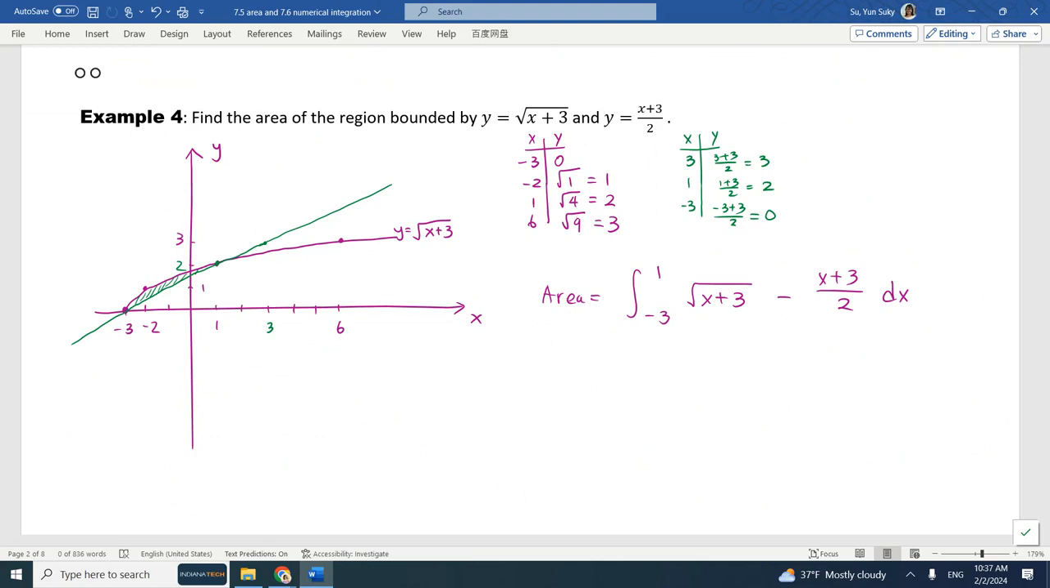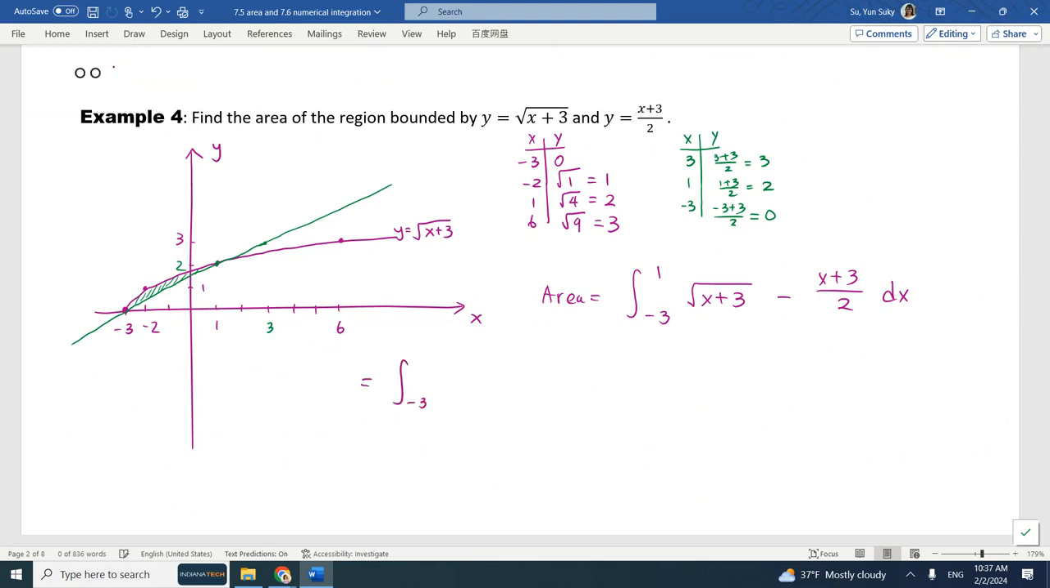This is like a composite function, right? Oh, u substitution. Yeah, u substitution. Oh, we can break them apart. This part uses u substitution. This one is just a power function, so we can integrate it directly. So let's break them.